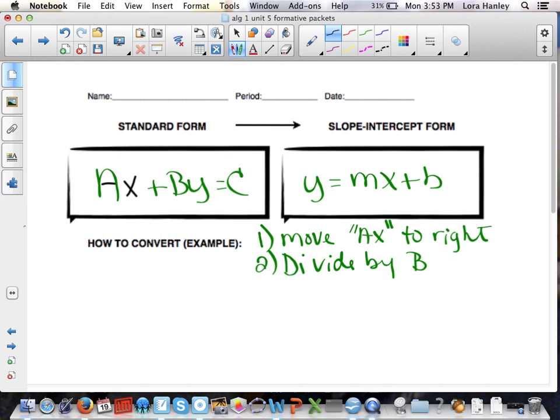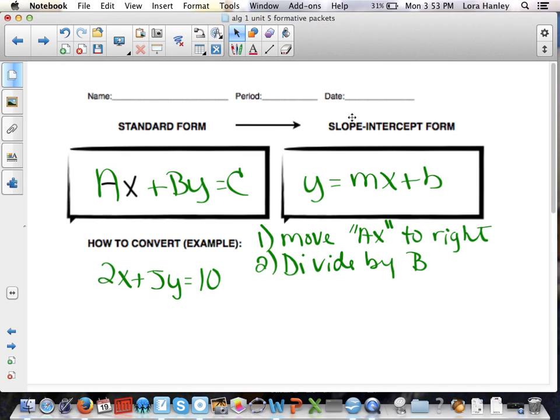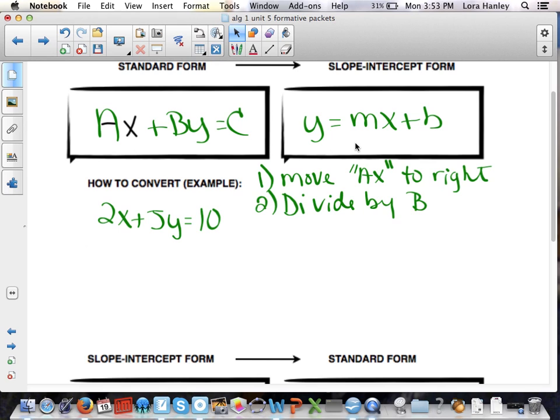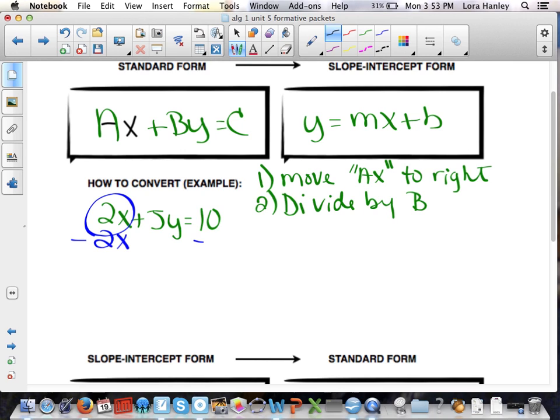So let's look at an example. I'm going to start with 2x plus 5y is equal to 10. Our first step, as we said, is to move the ax to the right. Now, if ax is positive, we have to subtract. And I'm going to subtract from the left and the right. So we end up with 5y is equal to, I'm going to write this in order so it looks like mx plus b, so negative 2x plus 10.